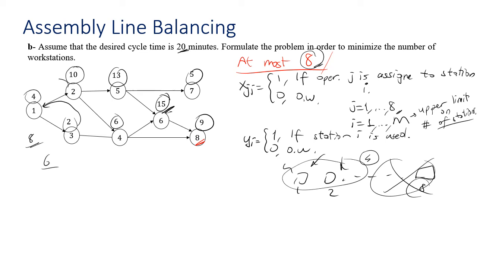And also I can include 2 in the same workstation, 1, 2, 3 in the first one. So I don't need to use a different workstation for this task and another workstation for this task. And still the total time here is 16, less than 20. And instead of 8, we are using 6 workstations. So this is a better solution.